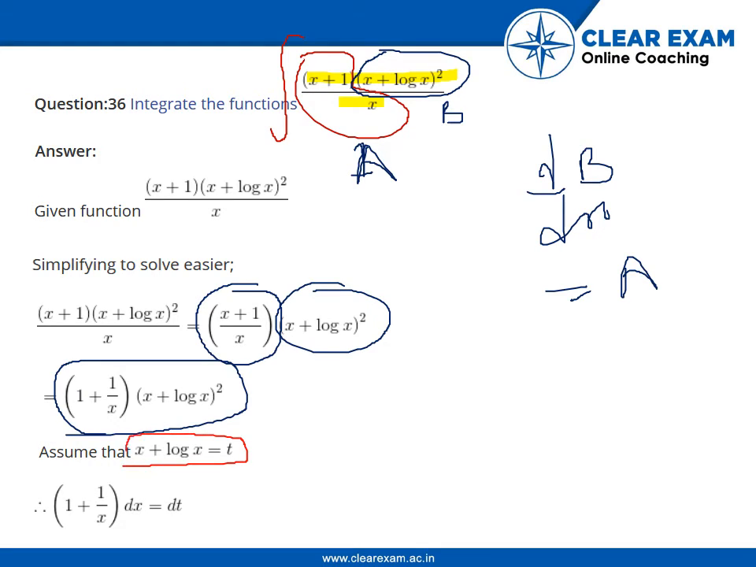Now we differentiate it with respect to x on both sides, and what do we get? The differentiation of x is 1, the differentiation of log x is 1 by x, and the differentiation of t is dt by dx, and dx is shifted over to the left side. So we get the same thing, that is, A is the exact differential of B. Now moving to the next part.